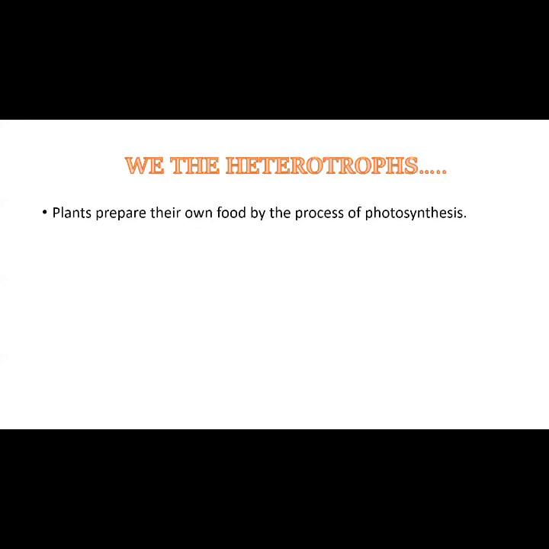We are heterotrophs. Before going into this, we have to know how autotrophs prepare their own food. They prepare it by the process of photosynthesis. What is photosynthesis? With the help of carbon dioxide and water, in the presence of sunlight and chlorophyll, the green pigment present in plants, they prepare their food, carbohydrate food, and oxygen is released. Sometimes energy is also produced. This is what photosynthesis is. We depend on plants, either directly or indirectly, for our food and daily needs.